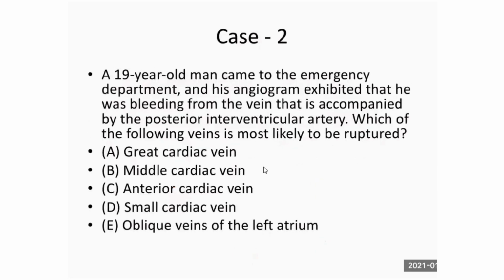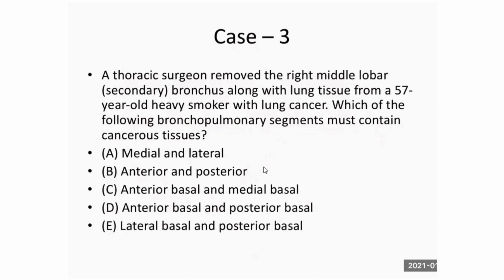What is the structure accompanying the posterior interventricular artery? The answer is the middle cardiac vein. A thoracic surgeon removed the right middle lobar secondary bronchus along with the lung tissue from a 17-year-old smoker with lung cancer. Which of the following bronchopulmonary segments must have contained cancerous tissue? Right middle lobar. How many segments are present in the middle lobe? The answer is medial and lateral.